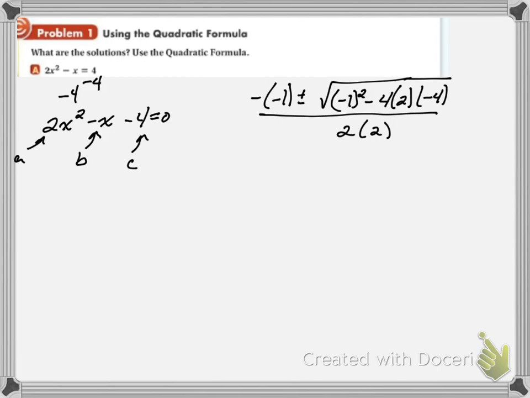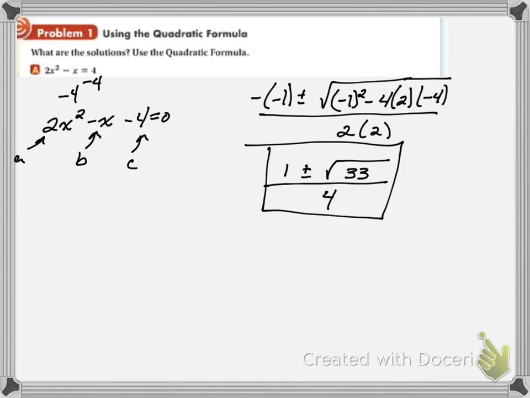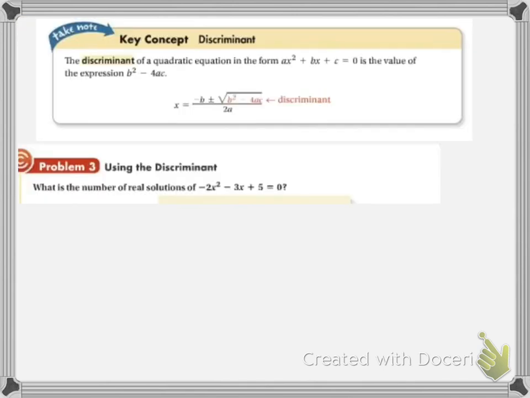Now, what's nice is this is kind of calculator work. The negative of negative 1 is positive 1, plus or minus. Plug all that in your calculator, square root of 33, all over 4. And again, use the parentheses where appropriate. That's why I plug them in using the parentheses. And that's your answer. Remember, there's two solutions there. Plus or minus counts as 2. One plus the square root of 33 over 4 and one minus the square root of 33 over 4 are both solutions.